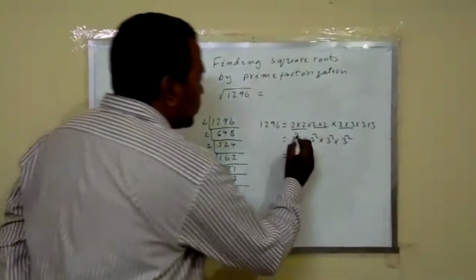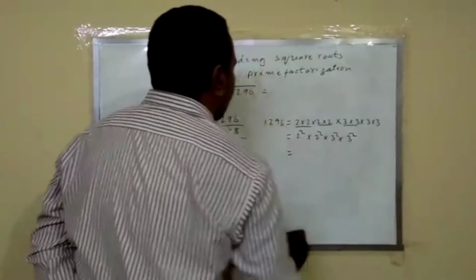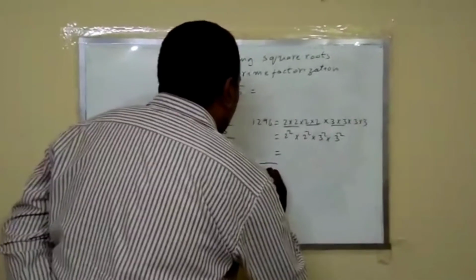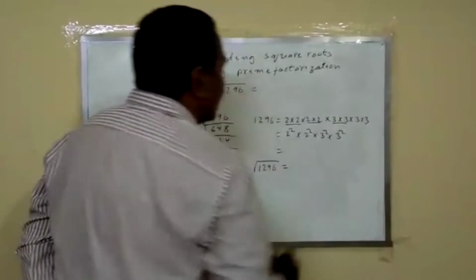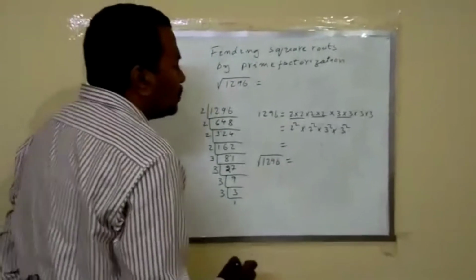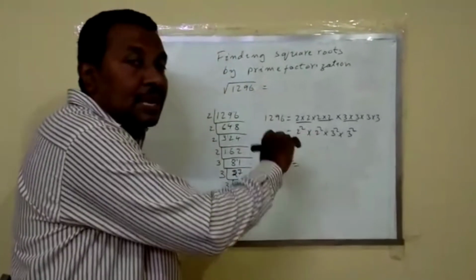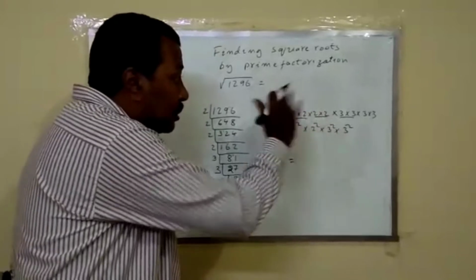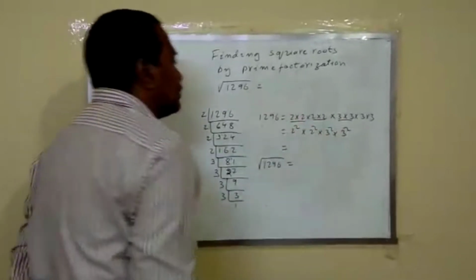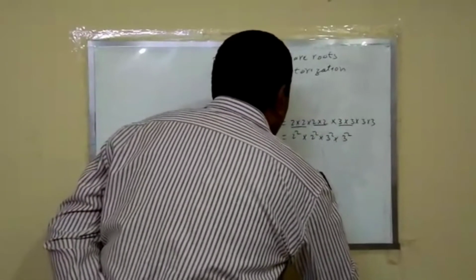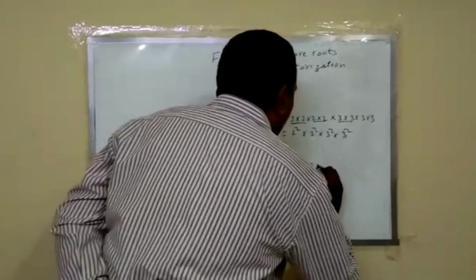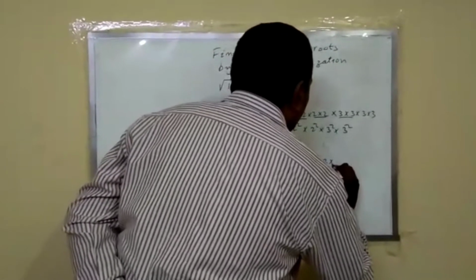So finally it becomes 2 square into 2 square into 3 square into 3 square. Now the square root of 1296 is equal to, what you have to do? Those numbers which are in the square form should be written without square. That means 2 square, write it as 2. 2 into 3 into 3.